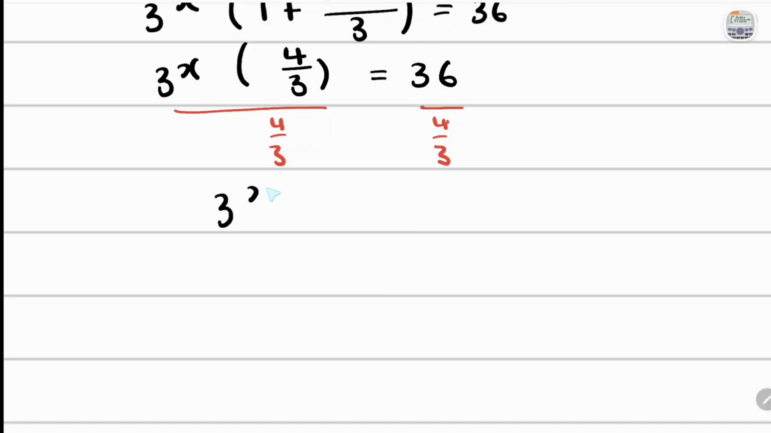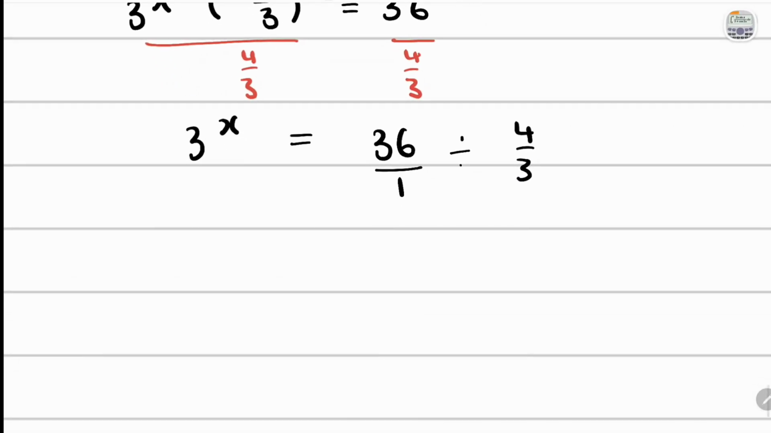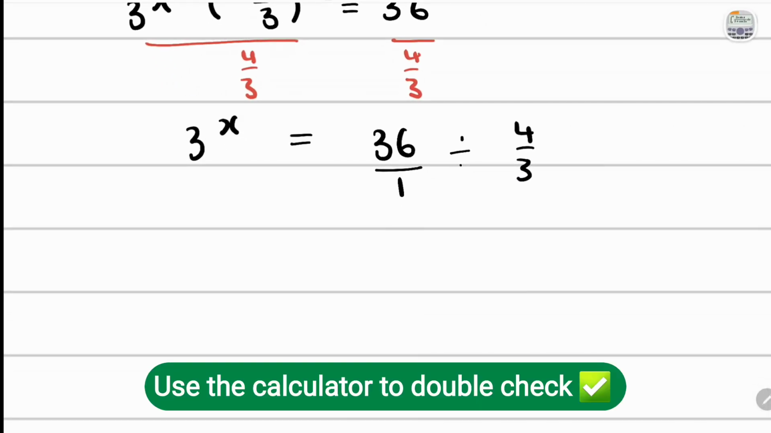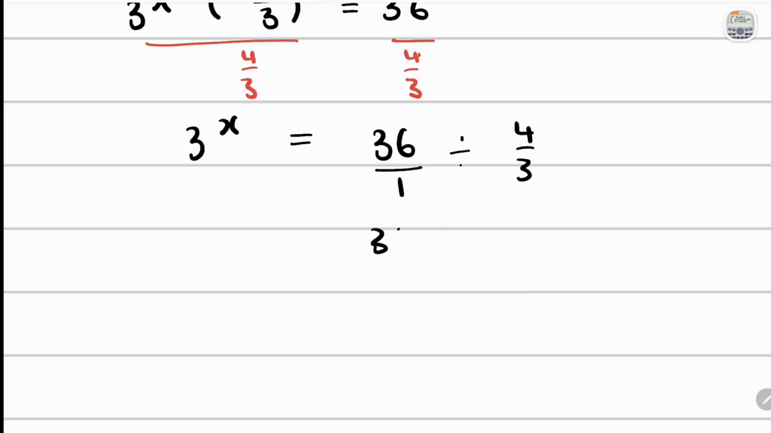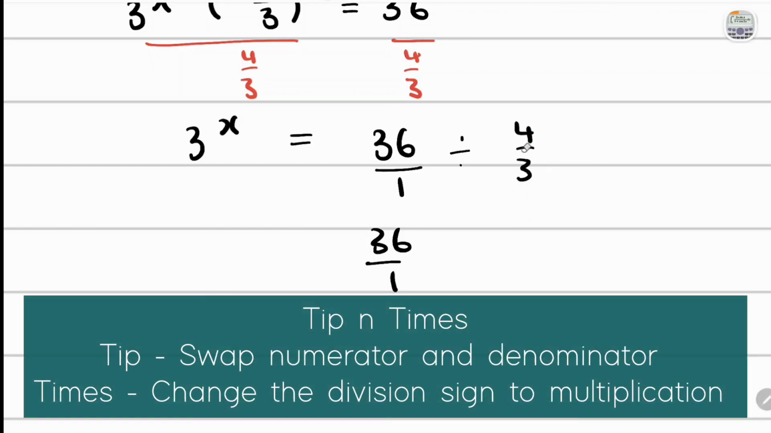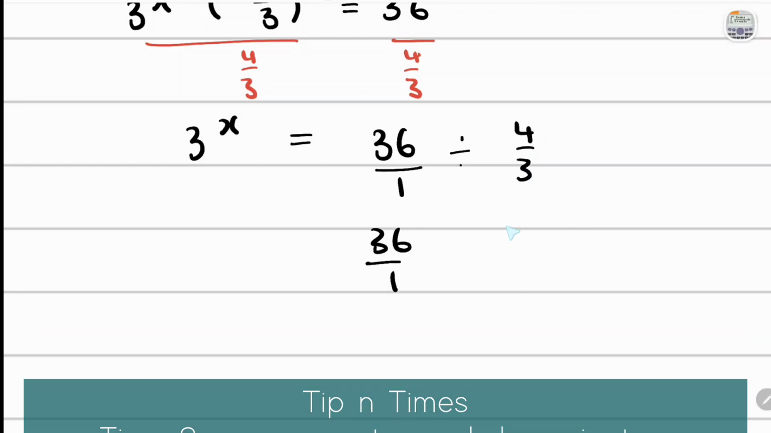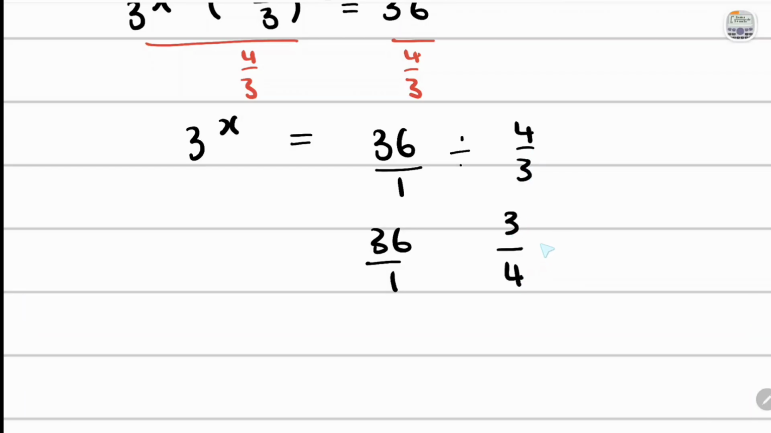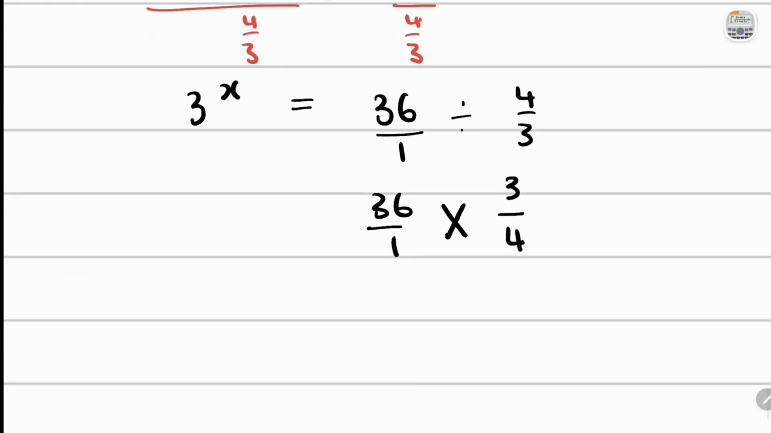So 3 to the power of x is equal to, and what is 36 divided by 4 over 3? So 36 is a whole number, but you can put it over 1 because it's working with a fraction, and then you're dividing by 4 over 3, okay? Grade 10s, don't focus too much on the calculator, especially when practicing. Now you have 36 over 1, and when you're dividing by another fraction, you're going to use a method called tip and times. So you're going to tip the second fraction, 3 over 4. That's how we tip it. We swap the numerator and denominator, and then you change that to a multiplication sign.